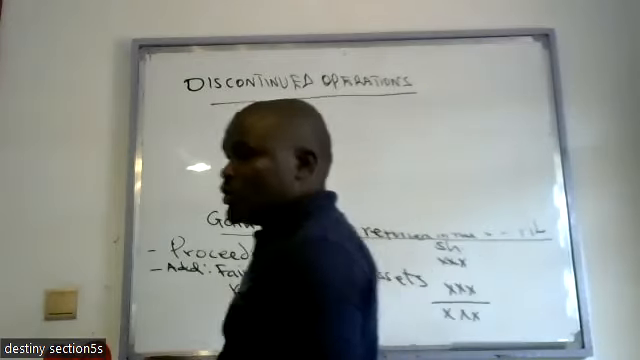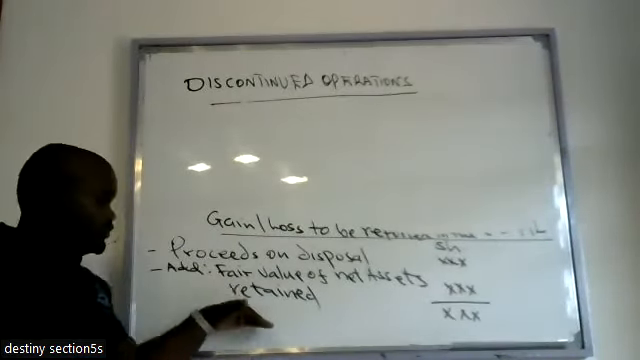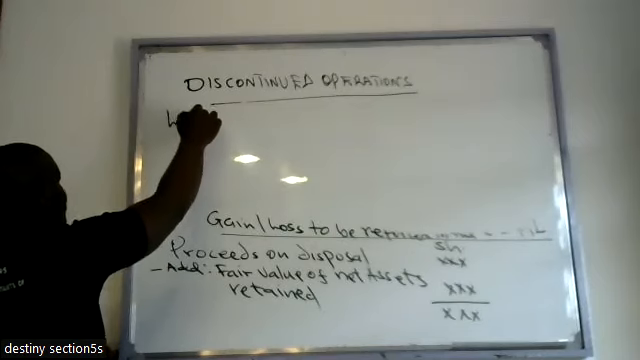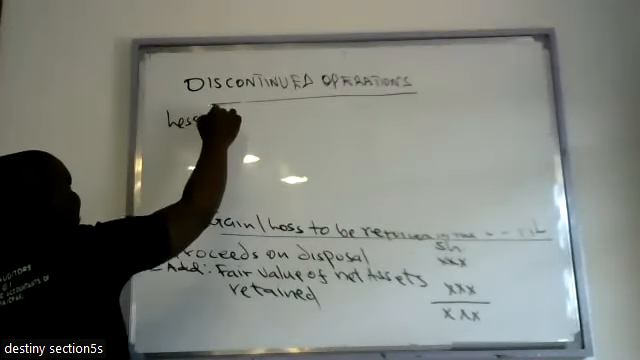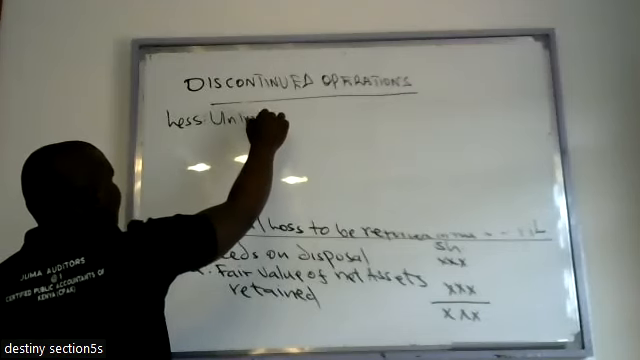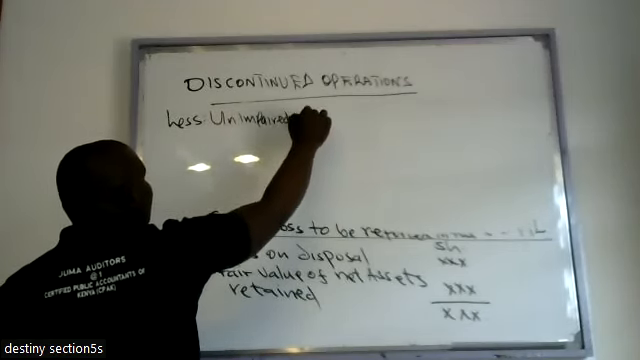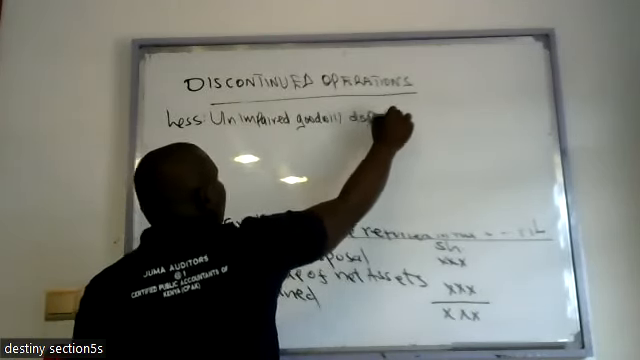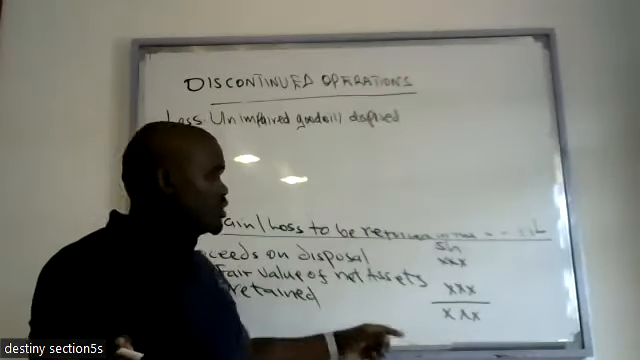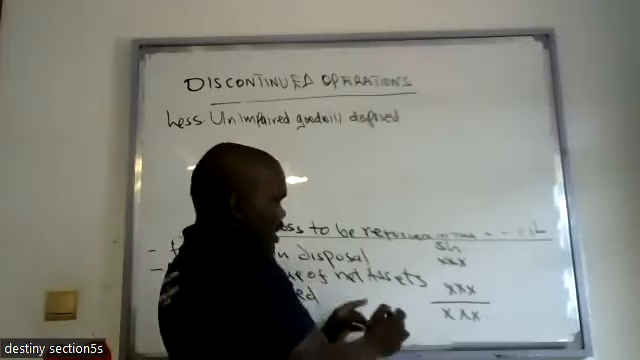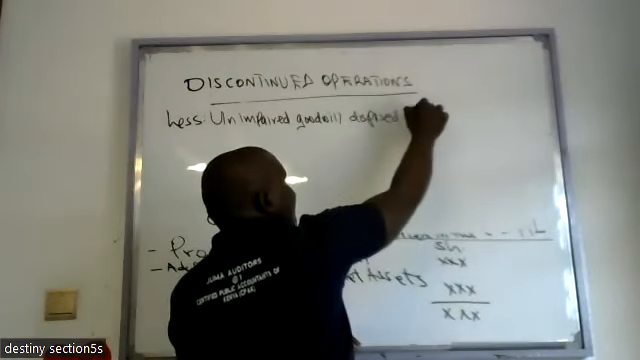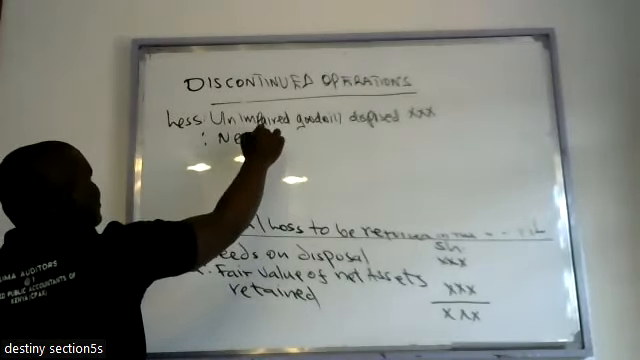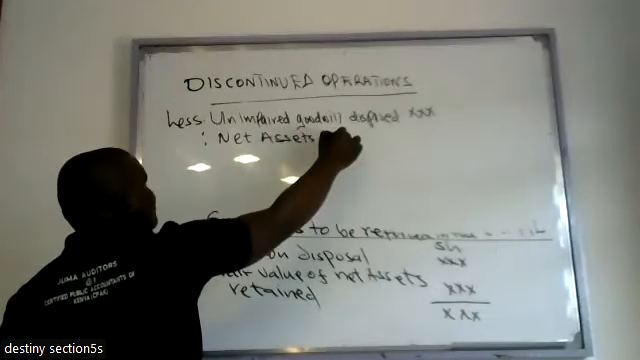Then you less, so just proceed from where you are here. Less unimpaired goodwill disposed. Bring the excess somewhere here. So bring them here first. You also less the net assets. The net assets disposed.